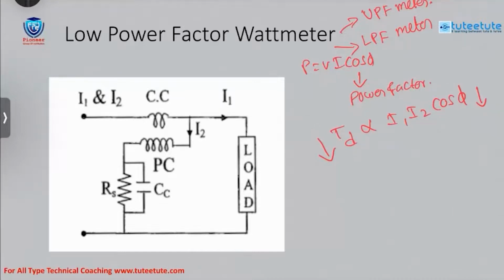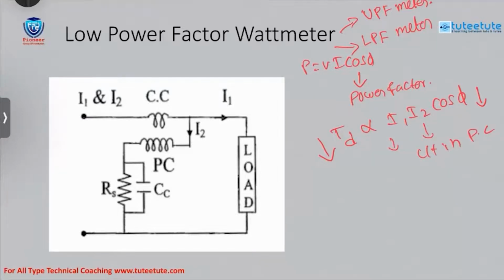That's why a special design is used. The special construction is like this. If you see the formula, TD is directly proportional to I1 I2, where I1 is the current in the current coil and I2 is the current in the pressure coil.